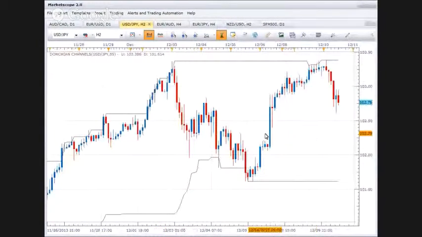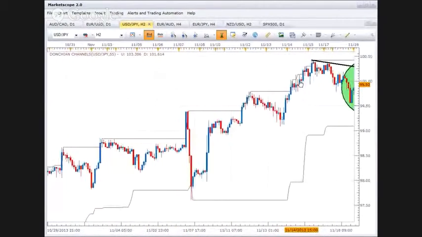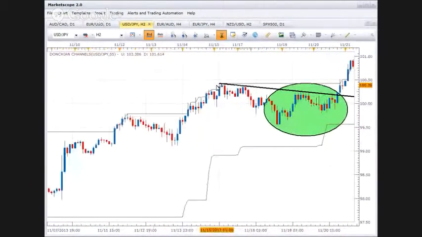And the Donchian channels, in my opinion, are one of the least utilized tools in a trader's toolbox. A lot of people do not know about the Donchian channels, and I think they should. It is incredibly simple to use and incredibly powerful.